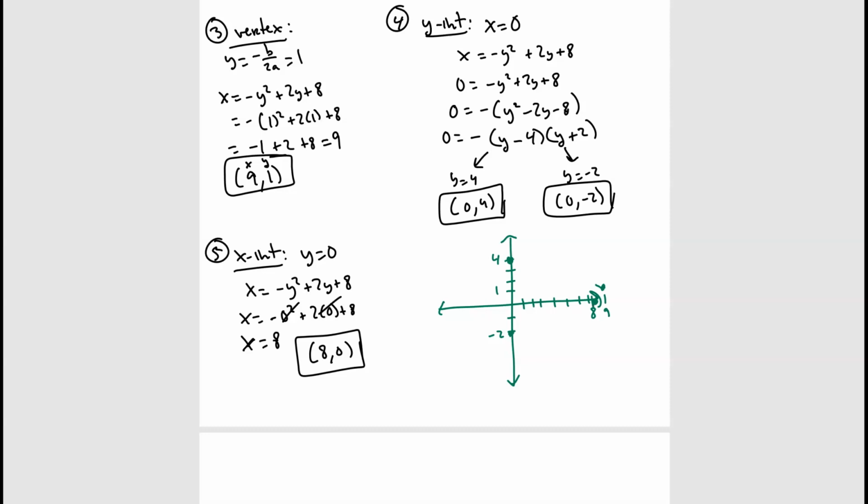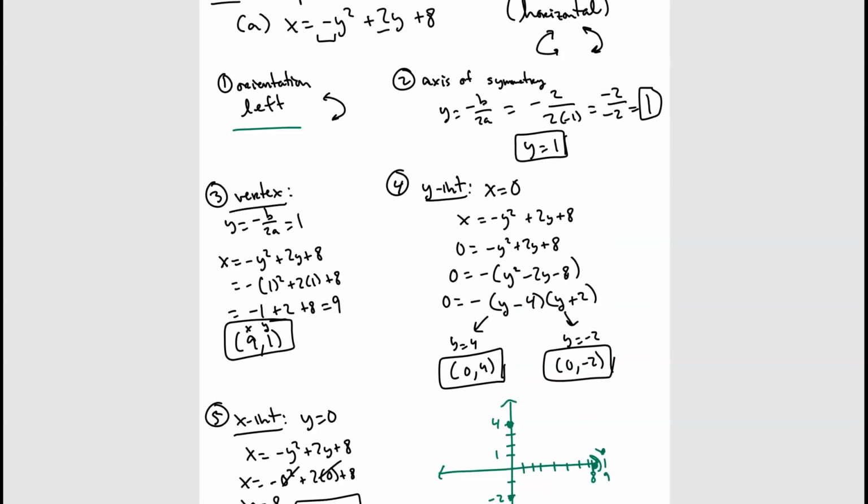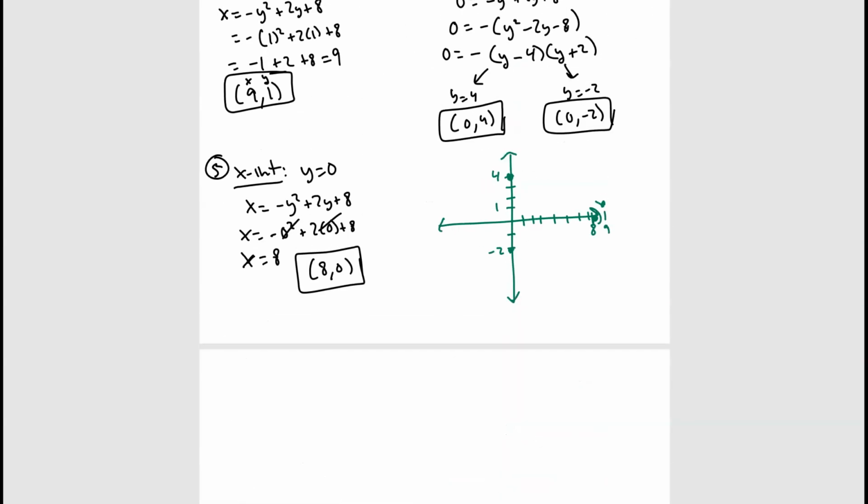So my parabola, knowing that it's going to go to the left-hand side, is going to look something like this. So here's the vertex going this way. And here it's going to cross this one. It's going to cross here. And it's going to go that way. Okay, and that's going to be my parabola.